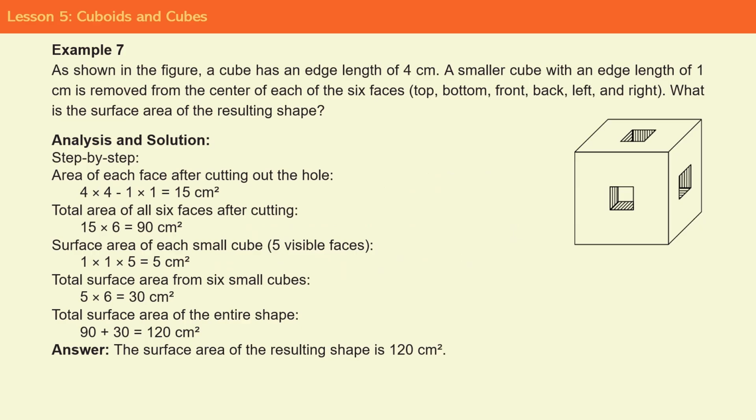Here is the step-by-step solution. Area of each face after cutting out the hole is 4 times 4 minus 1 times 1 equals 15 square centimeters. Total area of all 6 faces after cutting is 15 times 6 equals 90 square centimeters. Surface area of each small cube, 5 visible faces, is 5 square centimeters. Total surface area from 6 small cubes is 5 times 6 equals 30 square centimeters. Finally, we find the answer: the surface area of the resulting shape is 120 square centimeters.